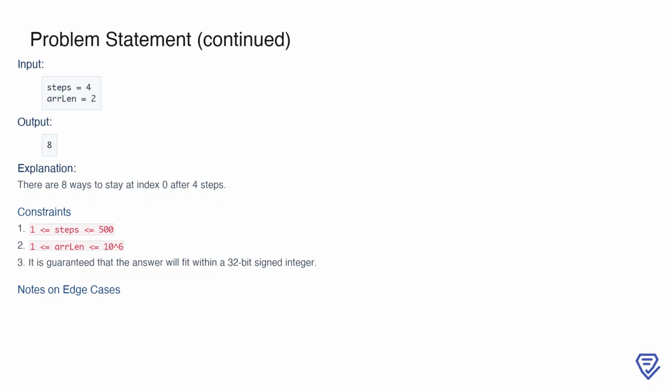The constraints of the problem are also important to note. The value of steps is between 1 and 500, and the value of ARR_len is between 1 and 10 to the power of 6. The problem guarantees that the result will always fit within a 32-bit signed integer, so we don't need to worry about integer overflows. However, we must ensure that calculations account for the modulo operation to keep intermediate results manageable.